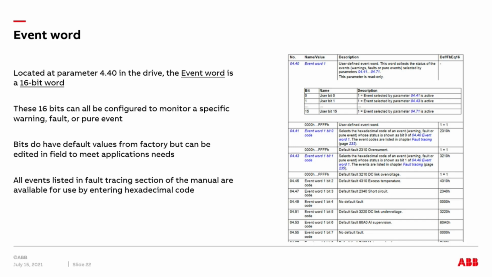So all events that are listed in the fault tracing section of the manual are available for use by entering their hexadecimal code in the corresponding bit. On the next slide, I really want to show how powerful the event word can be and how you can actually tie it to other parameters in the drive.